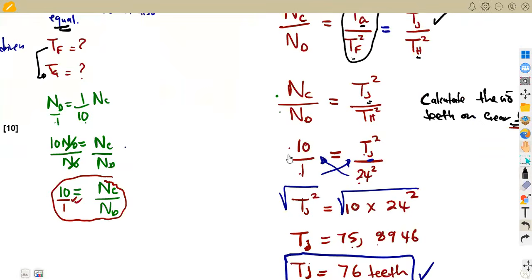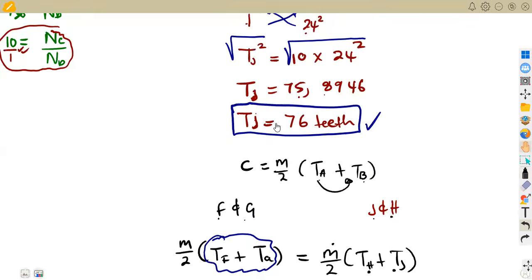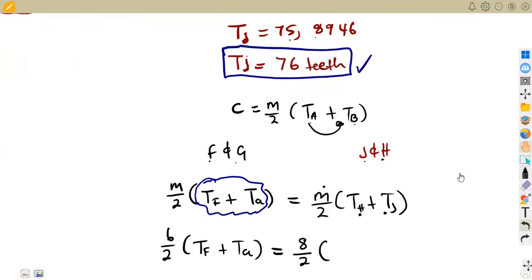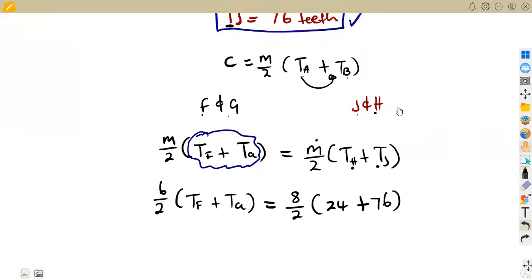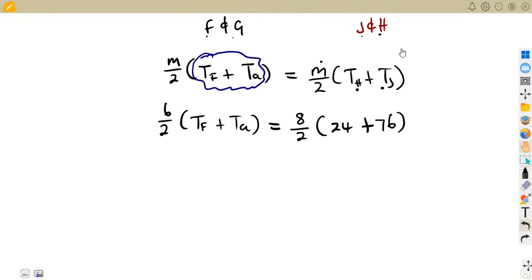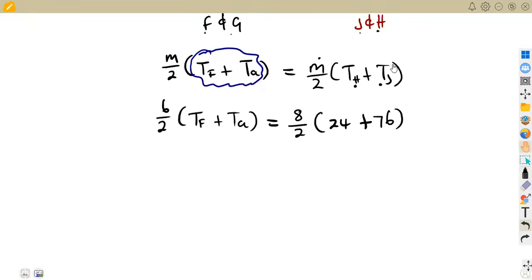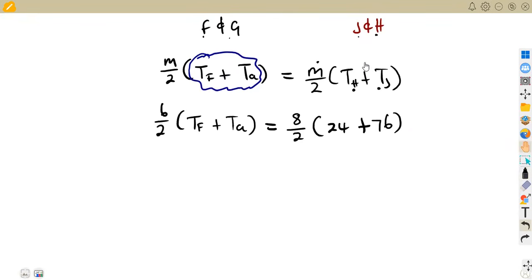So we are going to take TH as 24 plus TJ, which is the one that we calculated before, that is 76. So that was the whole concept of calculating TJ, so that we use the center distance between these, which is the same. So you are going to form an equation in terms of TF and TG. Remember, these are the ones that you're supposed to calculate.